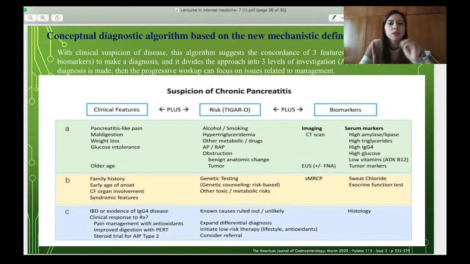Yes, and you may see clinical features, risk with classification TIGAR-O, and biomarkers. And in different combinations, you may see different manifestations of pancreatitis.